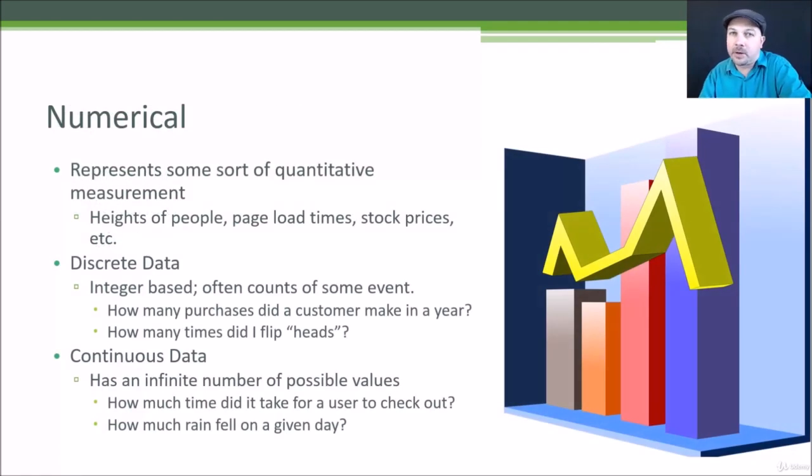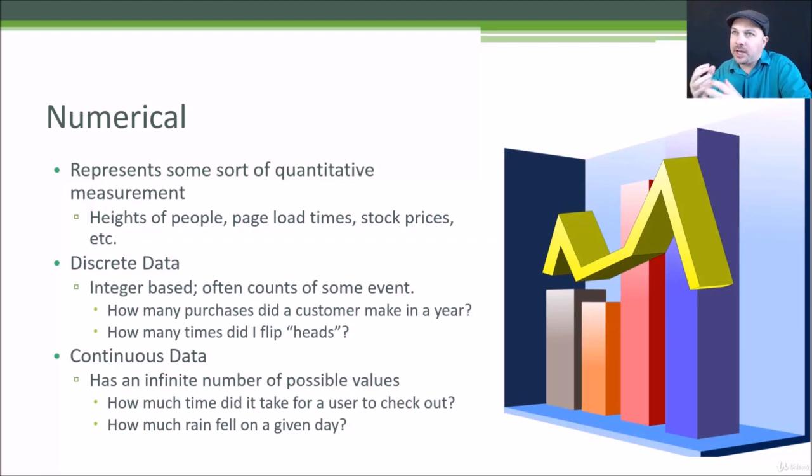Let's start with numerical. It's probably the most common data type. Basically, it represents some quantifiable thing that you can measure. Some examples I have here: heights of people, page load time, stock prices, things that vary, things that you can measure, things that have a big range of possibilities.